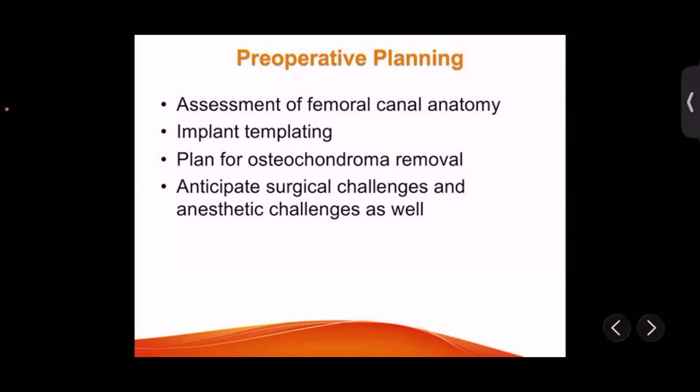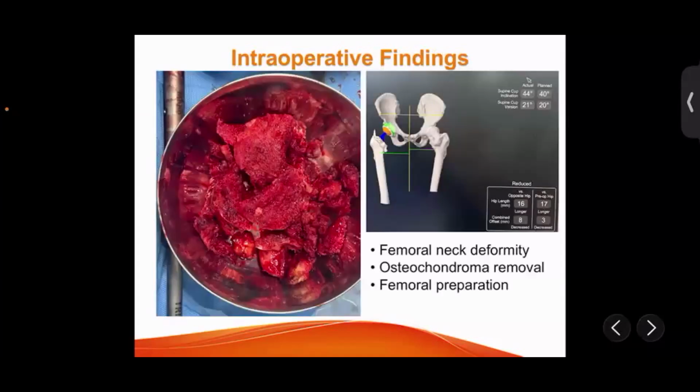So basically assessing the femoral canal anatomy, your implant templating as well, and for the osteochondroma removal, because of the markers which you're going to be using in your robotic hip replacement. These were the main surgical challenges and the anesthetic challenges as well.